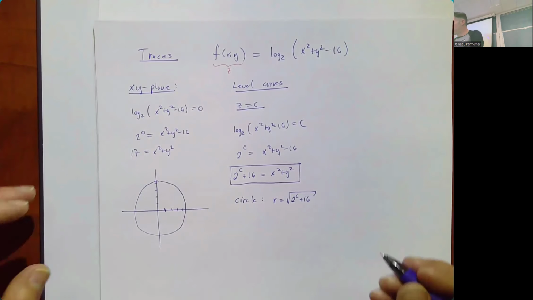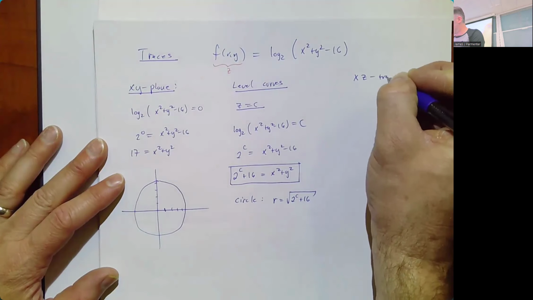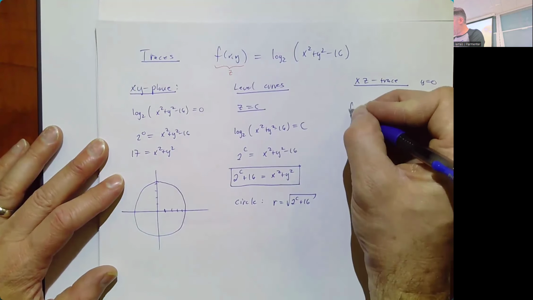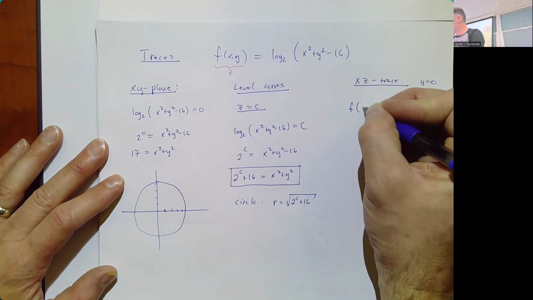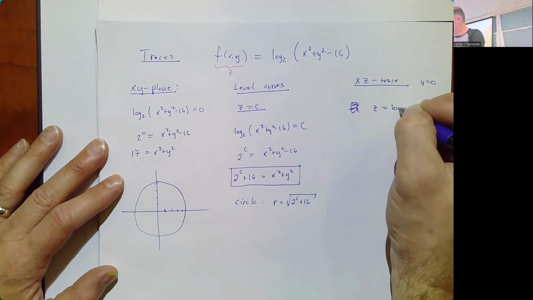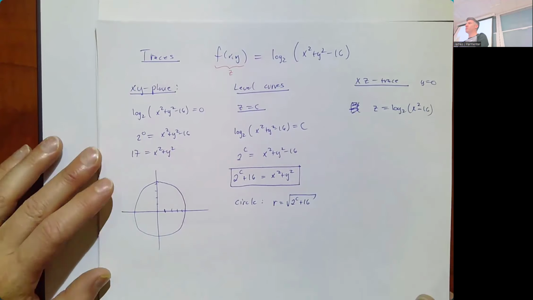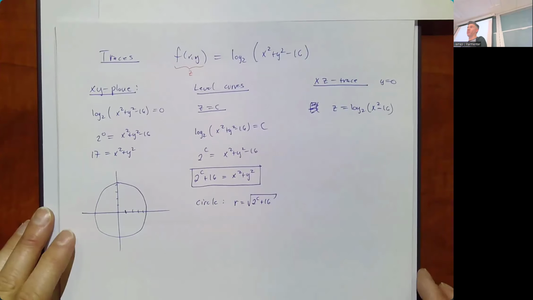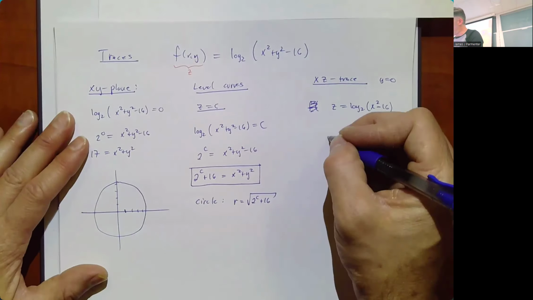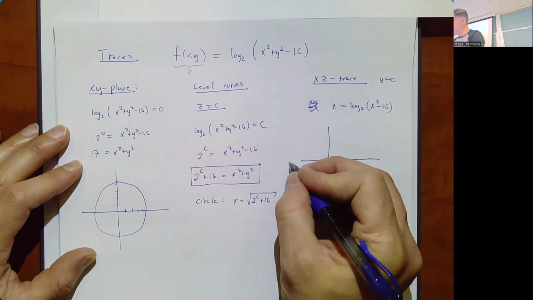So, well, then let's look at the xz trace. So we set y equal to 0. We're going to get f of, I should just write z, James. I'm going to get z equal to log base 2 of x squared minus 16, which kind of just looks like a typical logarithmic graph with a vertical asymptote at 4. Technically 4 and negative 4.